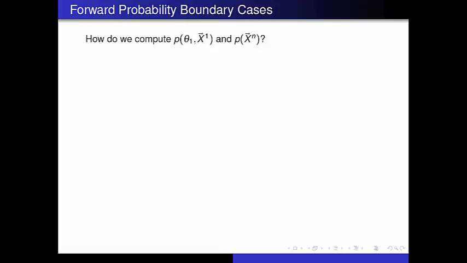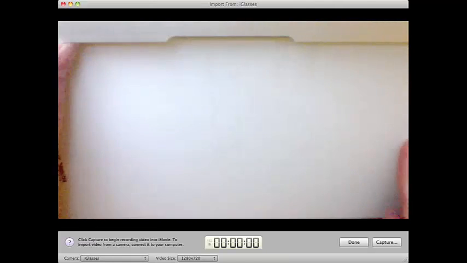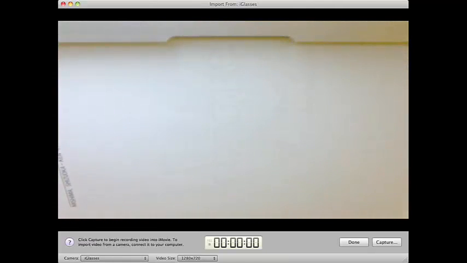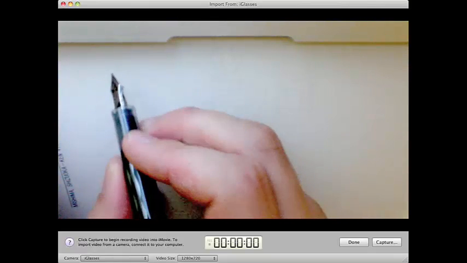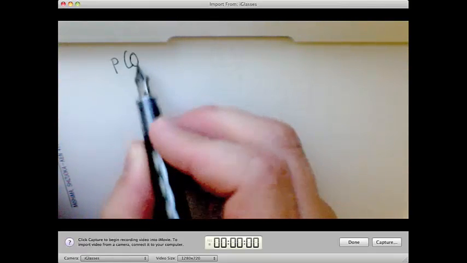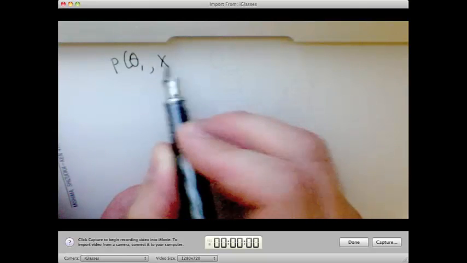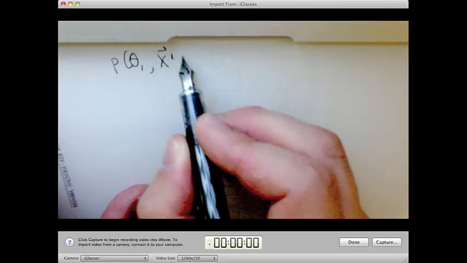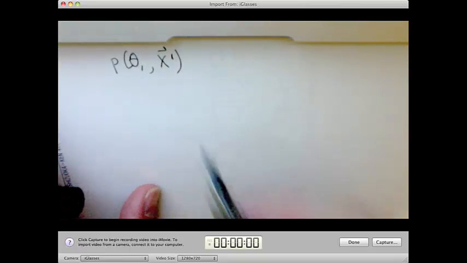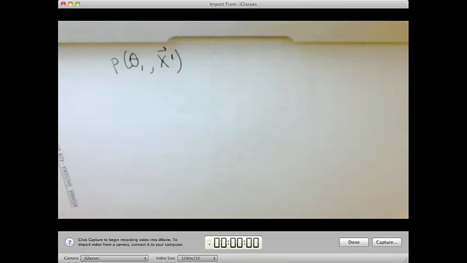Okay, so what we're trying to get then is this p(θ1, x1), which you could think of as the initial time step of the forward probability. So intuitively, what would you do?